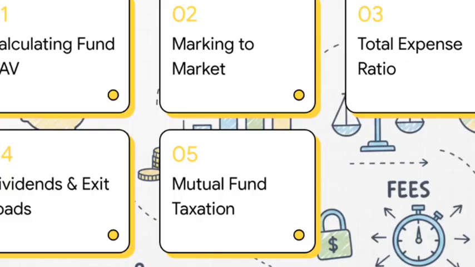Today, we're mapping out the complete journey of your investment across 5 crucial areas: calculating your NAV, why marking to market matters, the total expense ratio, dividends and exit loads, and finally, mutual fund taxation. Let's get right into it.